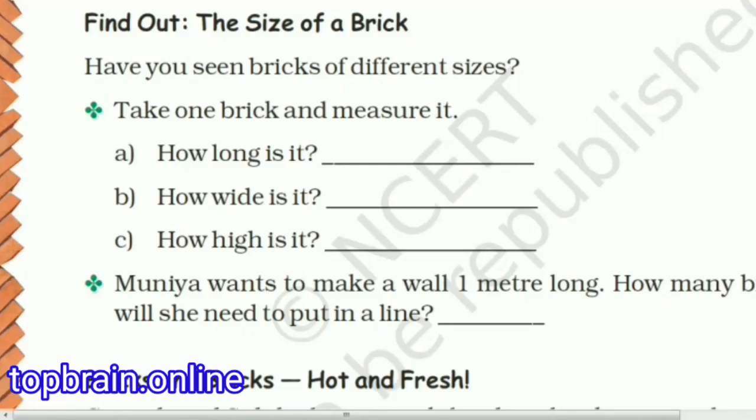Okay, now my brick's length is 20 centimeter. You may take your brick's length and divide the 100 centimeter by the length of the brick. So I am dividing 100 centimeter by 20 centimeter. Then I got 5. So I need 5 bricks to make 1 meter long.